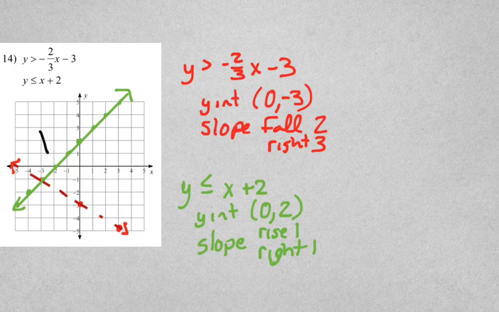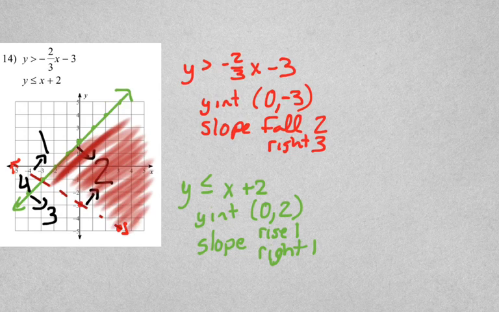So now I'm going to look at the regions 1, 2, 3, and 4. On my red line, it's greater than, so I want to be above both sides. And on my green line, I want to be below both sides. And so the region that's both those two pieces is right here.